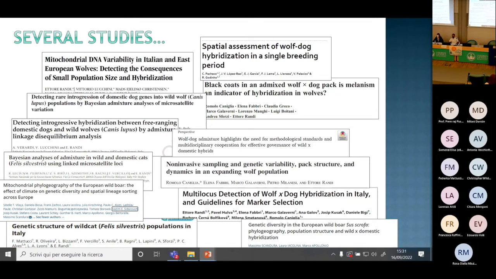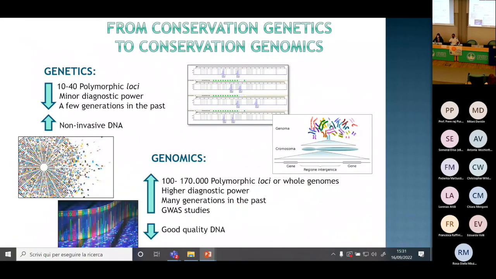However, most of these studies were mainly based on a limited number of molecular markers, so they provided only partial information. Luckily, during the genomic era we are experiencing, it is possible to genotype dozens of biological samples at hundreds, at thousands of molecular markers, or even at entire genomes, allowing us to obtain very detailed, extremely detailed information.